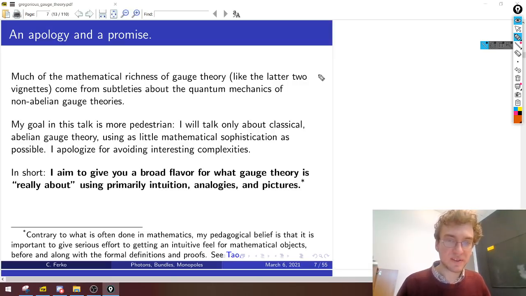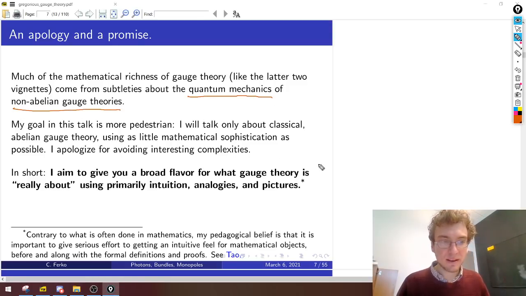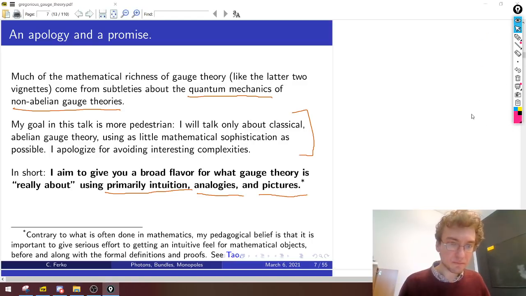But now that I've hopefully whet your appetite and got you interested in the subject, I'm going to immediately turn around and say I will not answer any of the questions I've just raised or go into detail about any of the interesting features I just described, because much of the richness of those two vignettes, the latter two that I just said, comes from quantum mechanics and non-abelian gauge theories. Today I'm going to totally sidestep that issue, so I apologize, but I'm only going to talk about classical and abelian gauge theory, and I'm going to do it using very little mathematical sophistication. Really, all I want to do is give you a flavor for the subject using intuition, analogies, and pictures to give you a sense of what the subject is about.